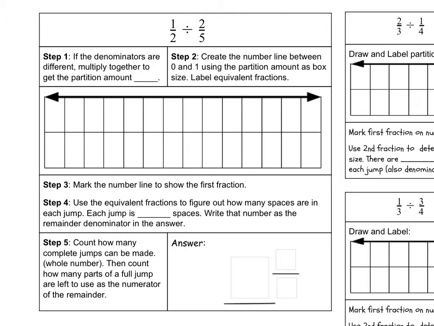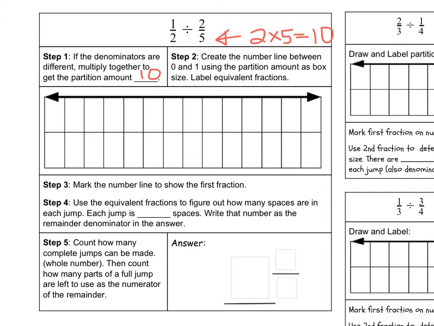So the first thing we have is 1/2 divided by 2/5. We're going to just take this one step at a time. Our first step says if the denominators are different, which they are, we're going to multiply them together to get our partition amount. So 2 times 5 equals 10. So 10 is our partition amount, and that's what we're going to use to make our number line.